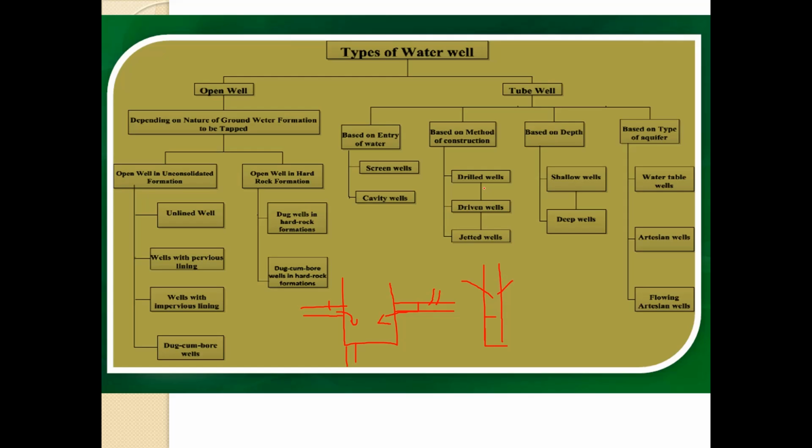Then based on the method of construction, that is drilled well, driven well, or jetted well. In the drilled well, a drilling machine is used to drill the well. In driven, some kind of hammer is used to dig the particular well. And in jetted well, one equipment is there with water jets, and we use these water jets to dig the well. Next is based on the depth, that is shallow well and deep well. And based on the type of aquifer, water table wells, artesian wells, as we have seen, and flowing artesian wells. So these are the basic types of the water well.